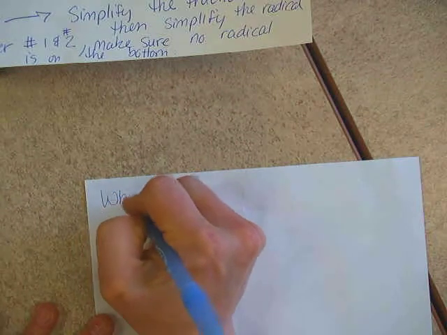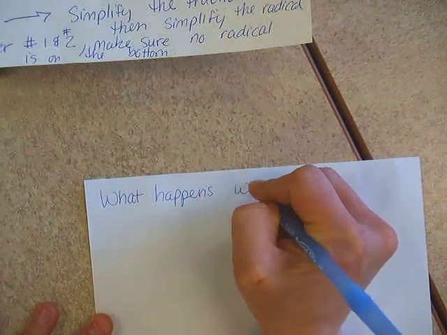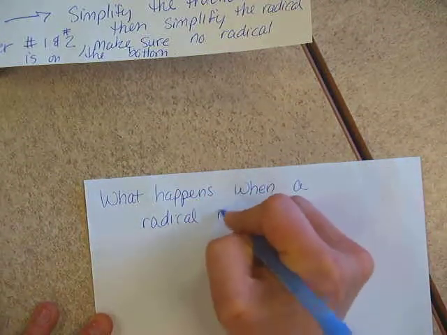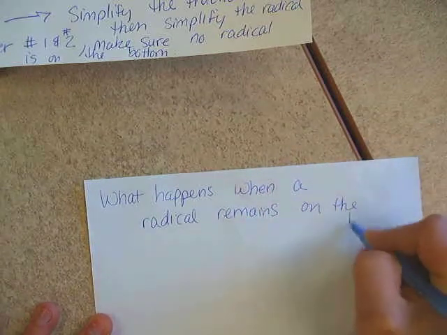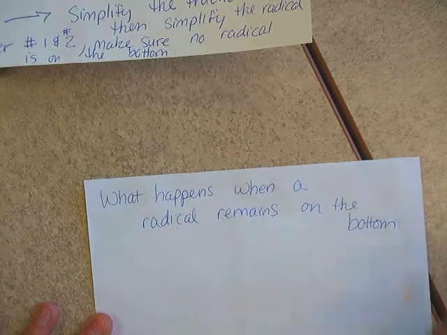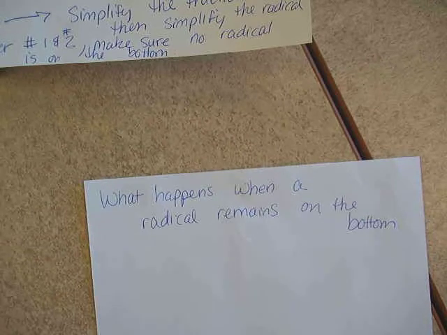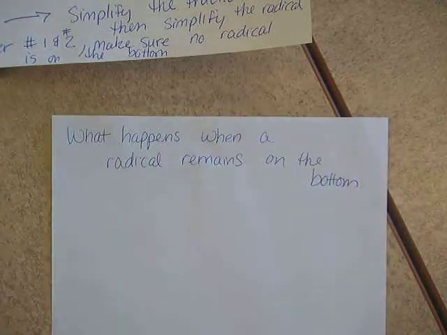Okay, we have one more thing to talk about. And this is going to answer the question, what happens when a radical remains on the bottom in your denominator? There's a rule in math, you cannot, or you're not supposed to leave an irrational number in the denominator.